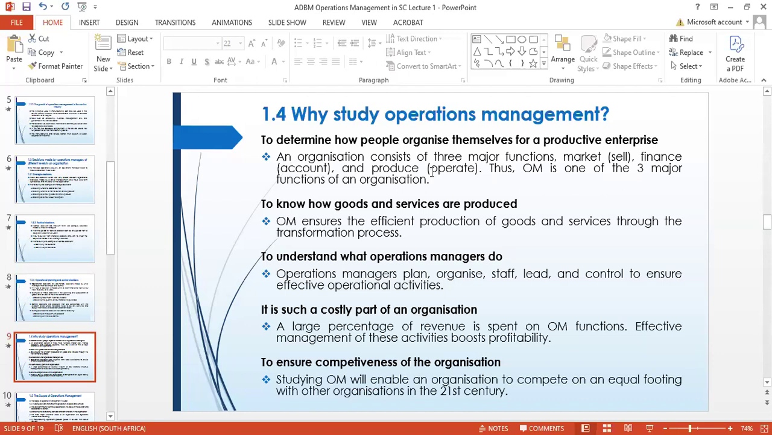So the second reason why we study operations management is to know how goods and services are produced. Where you are right now in your house, there are various goods, various products that are there. In front of you, there's a laptop, there is a cell phone, there is a pen. All these things, they are produced. So we need to know how they are produced. We need to know how they are transformed. We know goods go through a transformation process, which we'll look at later on. So we need to know how it happens. Okay. Number 3, to understand what operations managers do.